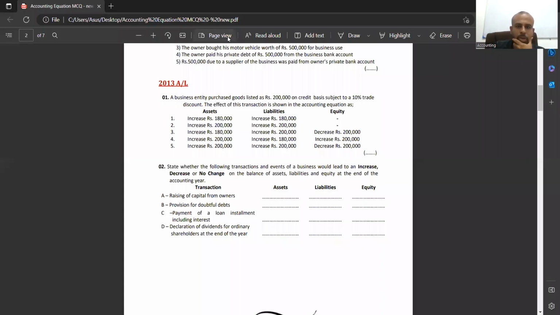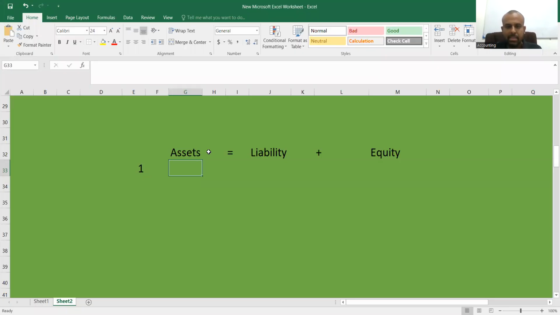Raising capital from the owner. When the owner introduces the capital, assets increase and the equity increases. They are not giving you the amount. You need to just say whether it is an increase or decrease. When the owner introduces the capital, assets increase, liability no change, equity increases. Right?